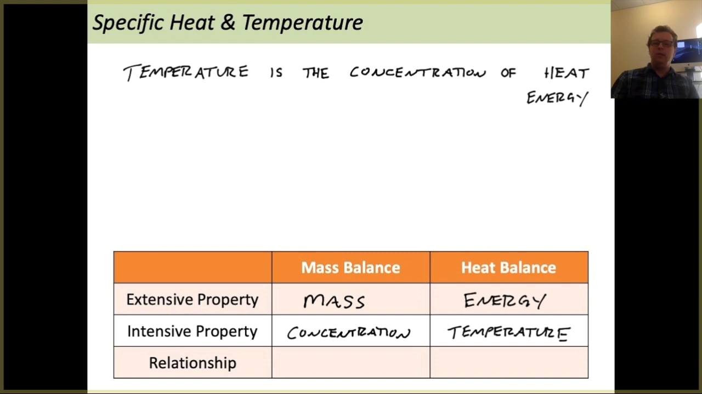Similarly with energy, the way we measure that is temperature. And so just like we had concentration was mass per unit volume, we can think of temperature as thermal energy per specific heat times mass. And just to be clear here, that's a capital U. Again, that's internal energy, and here we're specifically thinking about thermal energy or heat energy in our system.